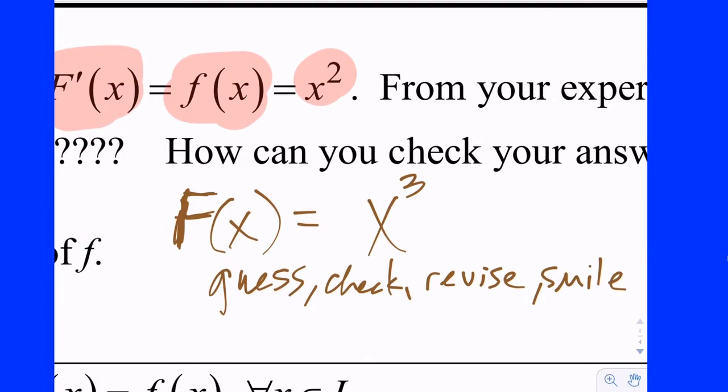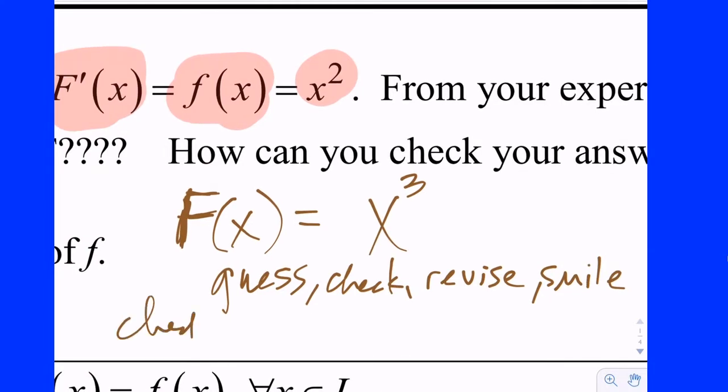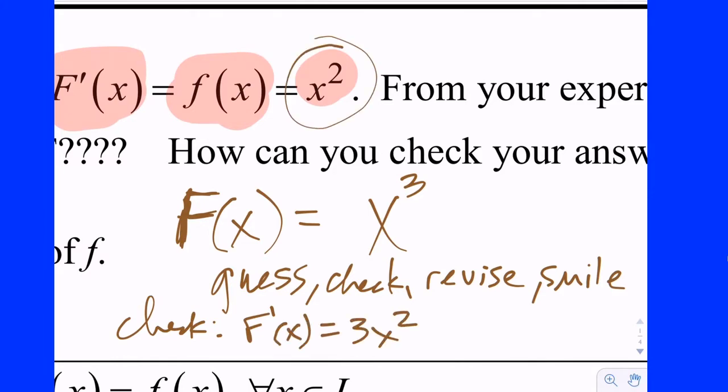So if our guess is x cubed, let's check. Okay, we're on the check now. Big F prime of x is going to be 3x squared. You compare that to what you want, and you're like, I'm so close. I just have this unwanted factor of 3, right? So now we can go back and revise, and you're like, self, I need to have something right there to intercept that unwanted factor of 3.